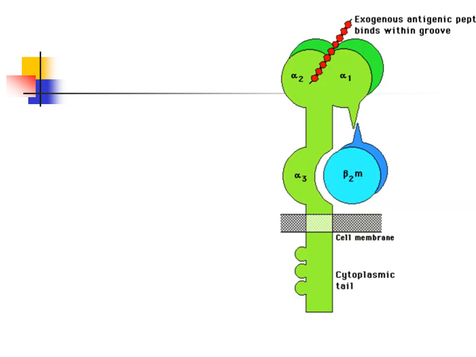As you see, the structure of MHC class 1 is composed of alpha chain: alpha 1, alpha 2, alpha 3. The site between alpha 1 and alpha 2 is the site of exogenous antigen peptide binding. In this groove, the antigen peptide binds. Alpha 3 binds non-covalently with beta 2 microglobulin and is the site of attachment of CD8.